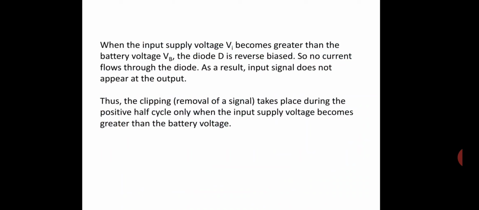When the input is greater than the battery voltage, the diode is reverse biased and no current flows through the diode. As a result, the input signal does not appear at the output and a large portion of the positive cycle is cut. Clipping takes place during the positive half cycle only when the input supply voltage becomes greater than the battery voltage.